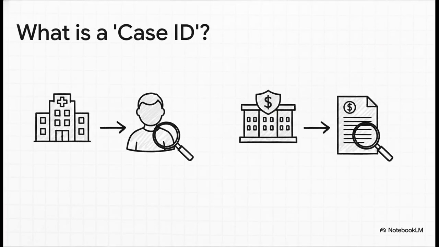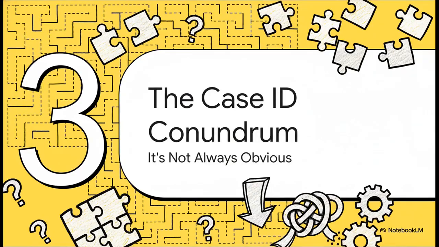Let's break that first one down. The case ID. What is it? Simple. It's the thing you're following. It's the star of your show. So if you're in a hospital, your case ID is the patient journey. If you're processing insurance claims, it's the claim number. An order comes in, that's your case. It's the unique identifier for one journey through your process. Okay, seems easy, right? Just pick the thing you're following.